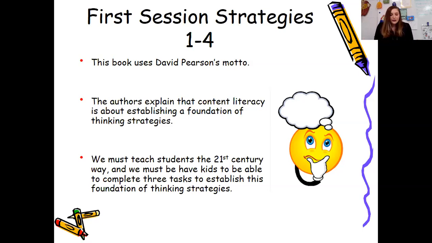And the 3 tasks are they have to be aware of their thinking. So we have to explain it, and so they know how to think. And then they have to be able to think strategically. So not only can they read, they have to not just read, but think. But not only do they have to think, they have to think in a way that's going to help them with whatever they're doing. And then they have to recognize the power of their own thinking.